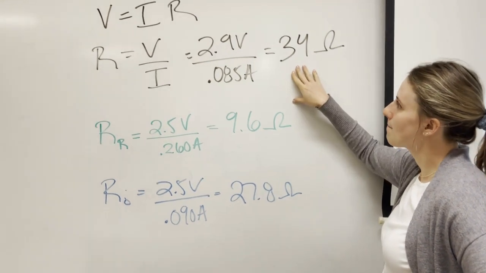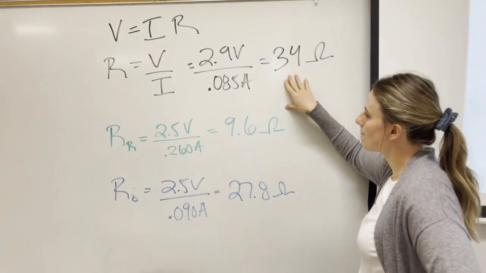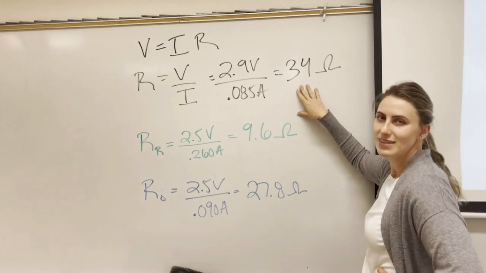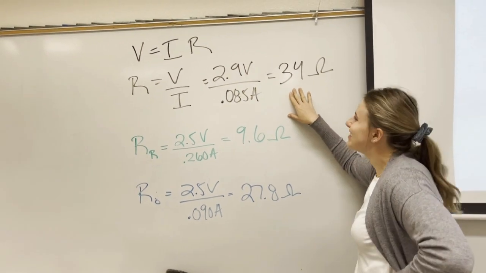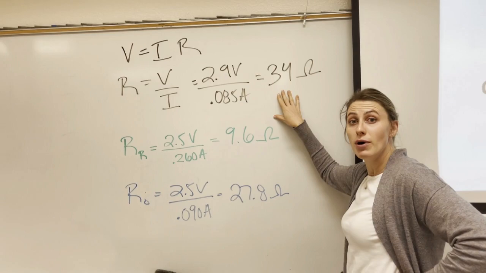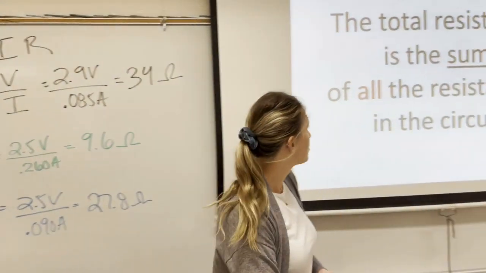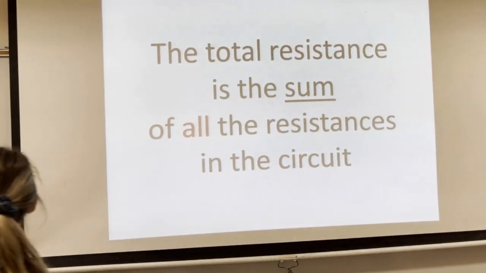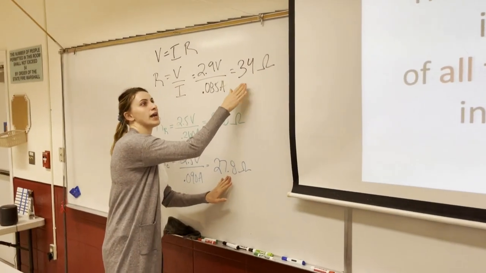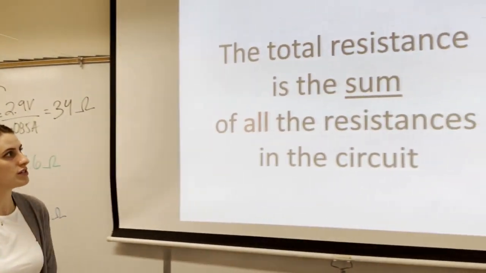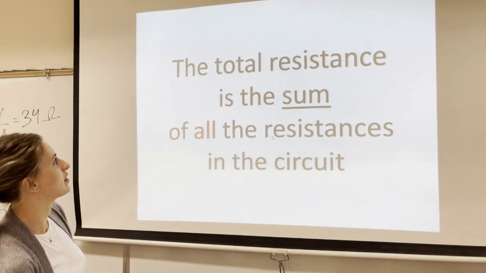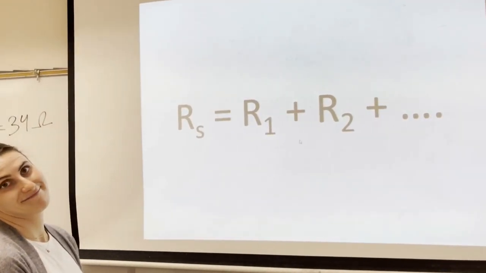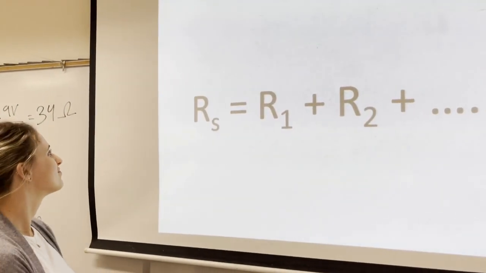For the equipment that we're using in the lab, it's an approximation here, but it's in the ballpark. The idea is that this plus this would add up to equal this. The total resistance is the sum of all the resistances in the circuit, and this is basically what you just got through saying.